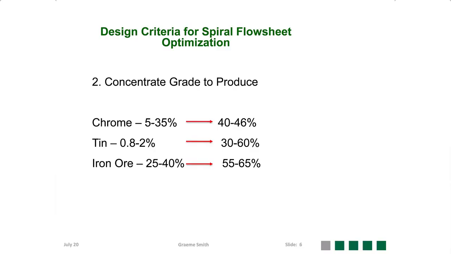The second part of that is, where do you want to go? Are we going to try and get you to a sellable product, maybe a 46% in chrome, or just 40%? Maybe tin, only 30, or maybe as high as 60. It all depends on where you want to go.